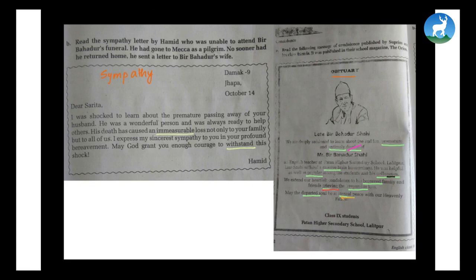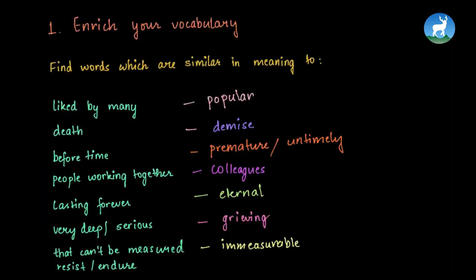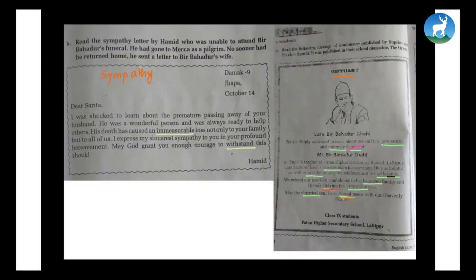And we have the exactly same question. So let's note it down. Immeasurable. The last word is resist or endure. It means to withstand something. We go finding for a word similar in meaning to resist or endure, which is withstand and is present in the sympathy letter. Withstand certainly means to resist something.